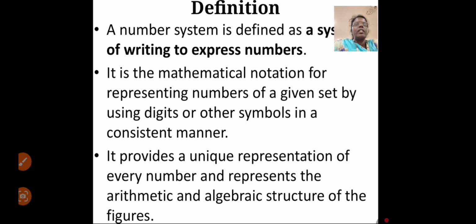First of all, we have to understand what a number system is. Basically, a number system is defined as a system of writing to express numbers. It is a mathematical notation for representing numbers of a given set by using digits or other symbols in a consistent manner. Actually, it provides a unique representation of every number and represents the arithmetic and algebraic structure of the figure.